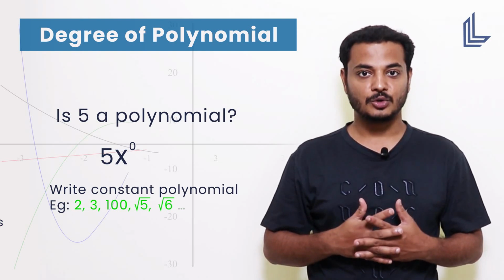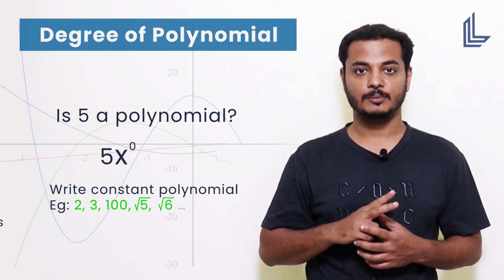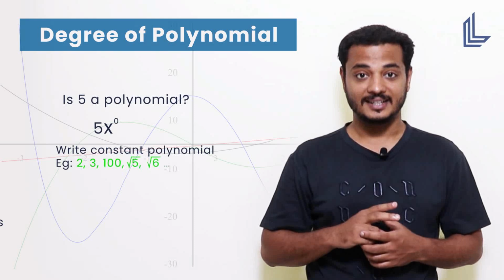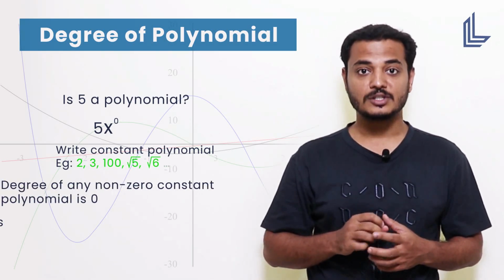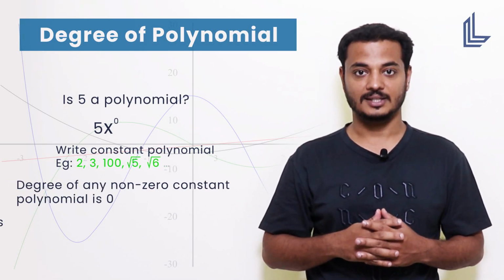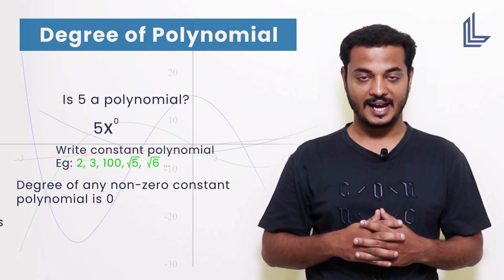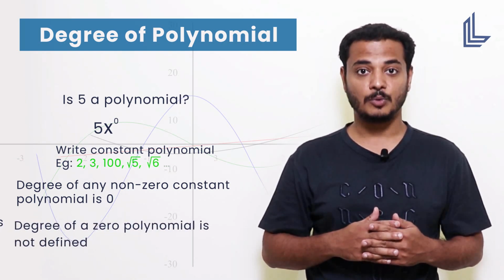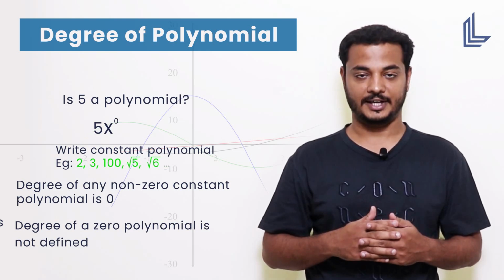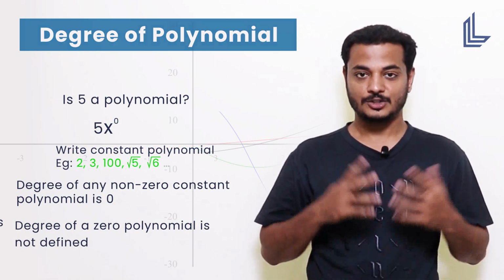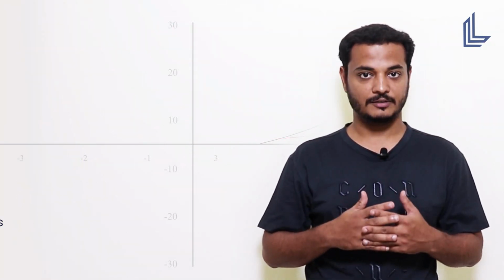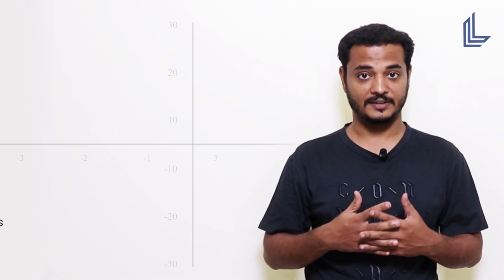Also, make sure to note these two important pieces of information about constant polynomials. Degree of any non-zero constant polynomial is 0, whereas degree of a zero polynomial is not defined. So that's it guys. It was a quick revision of what you have already learned in your previous grade.